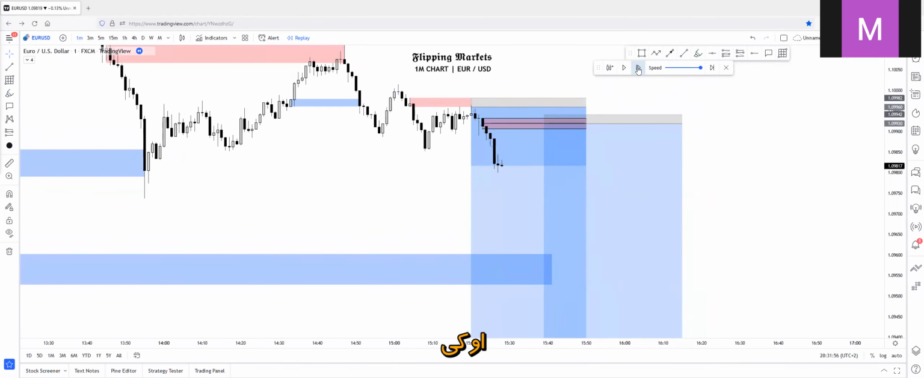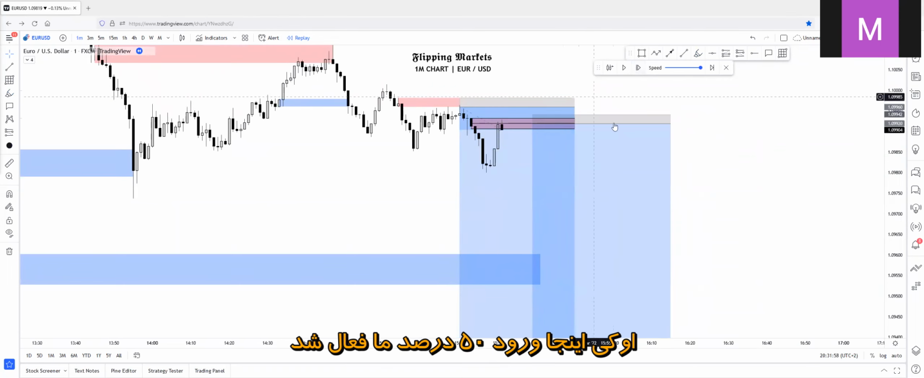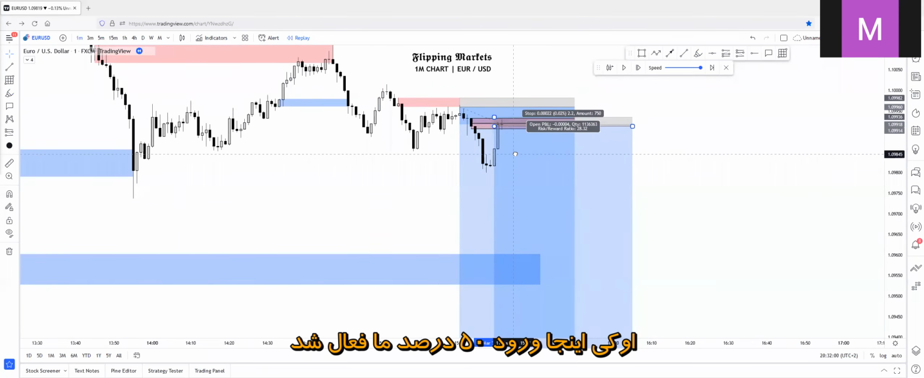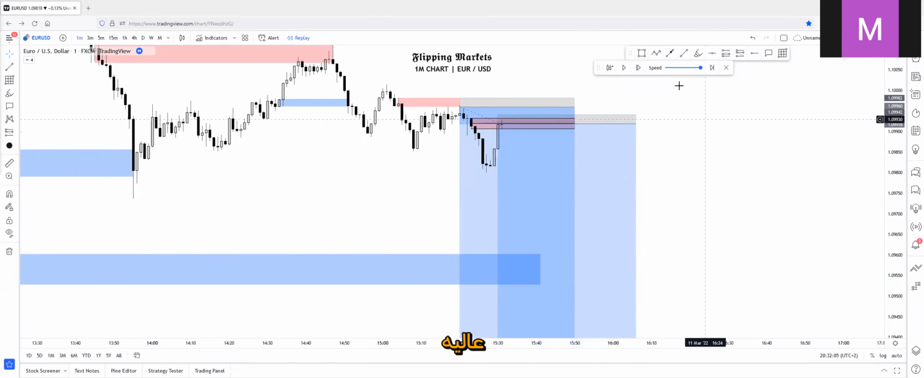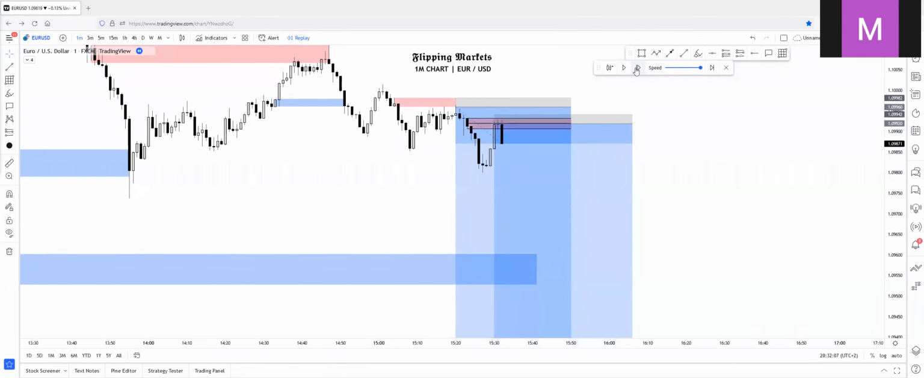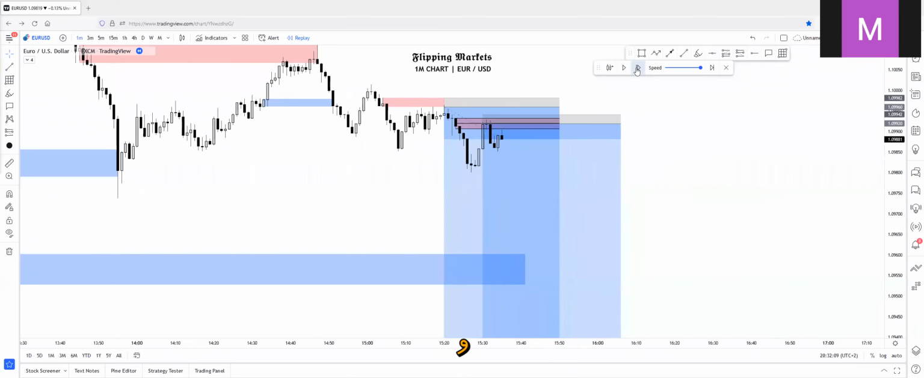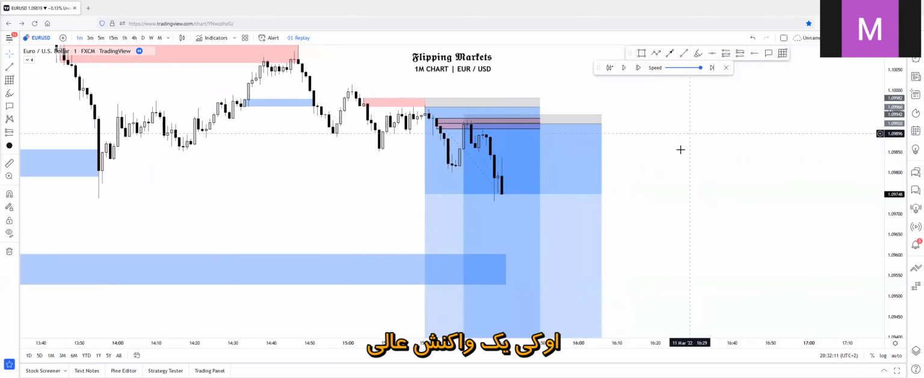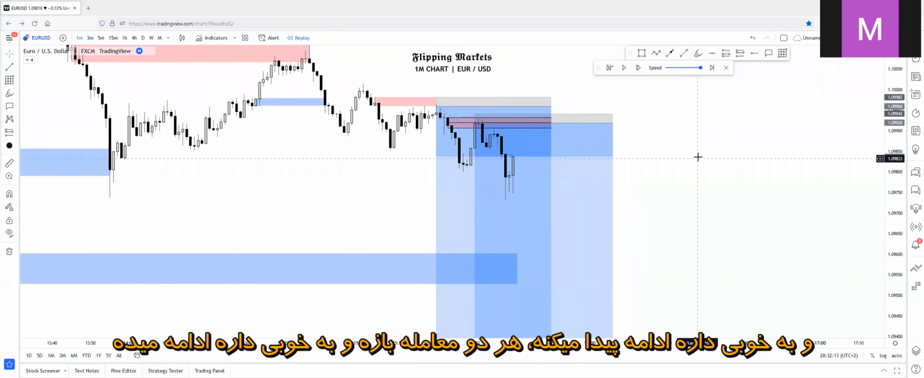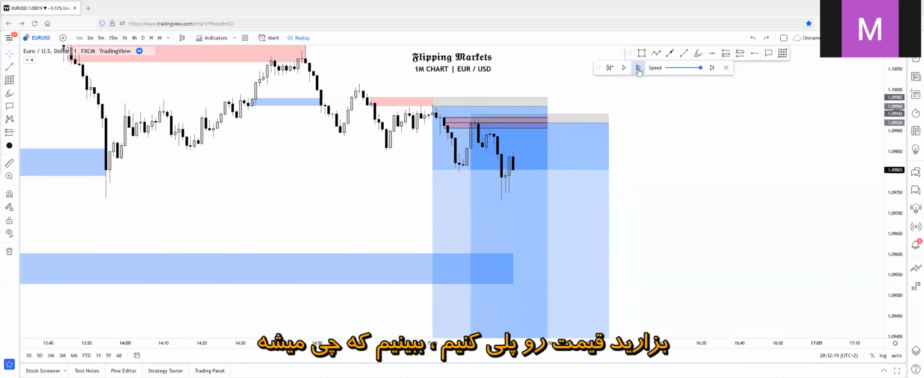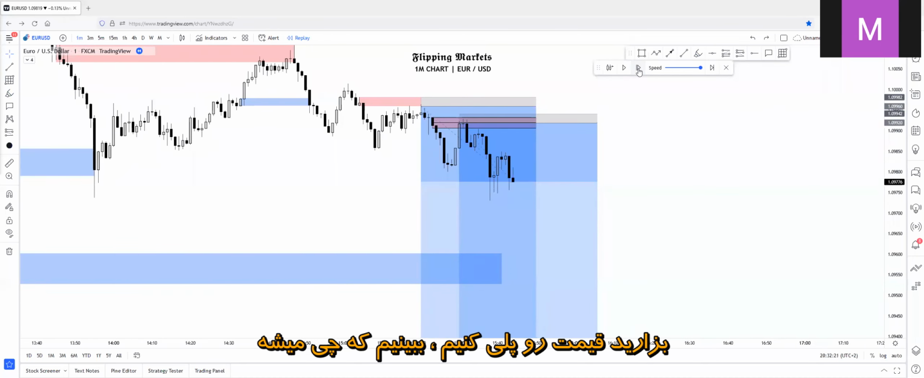Okay, let's just see. There's a tap. Okay, 50% tap. Perfect. And keeping us in. Okay, perfect reaction. And it's running pretty well. As you can see, both of our positions are running pretty well. Let me just play price forward again. Let's see how it plays out.